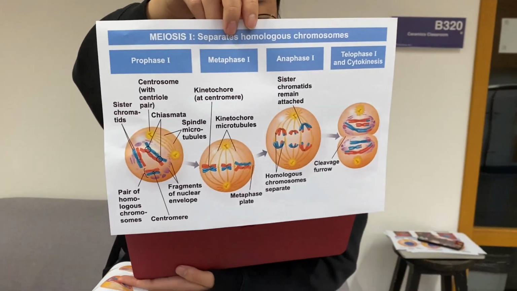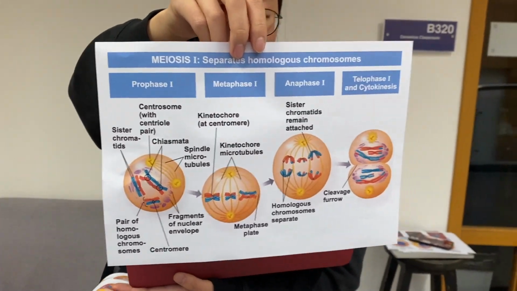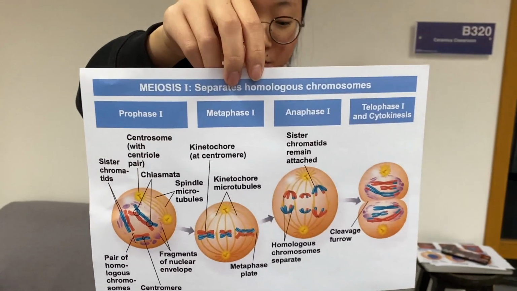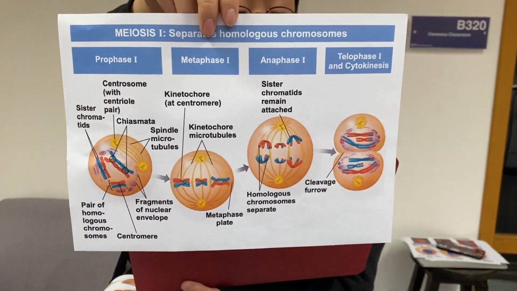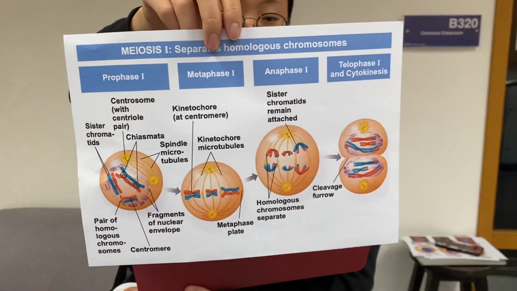Then in metaphase 1, the tetrads line up, and in anaphase 1, pairs of homologous chromosomes separate, and the sister chromatids here are still attached by the centromere. Then in telophase 1 and cytokinesis, 2 haploid cells are formed, and each chromosome has 2 sister chromatids.